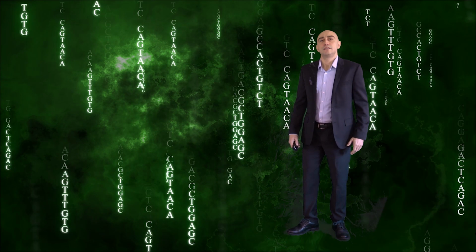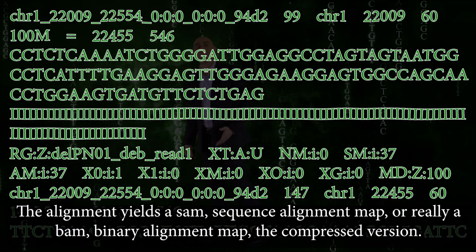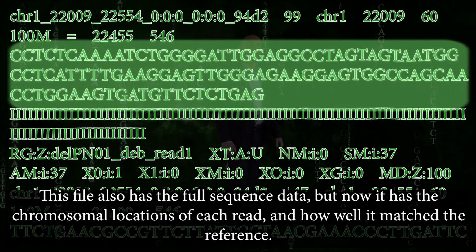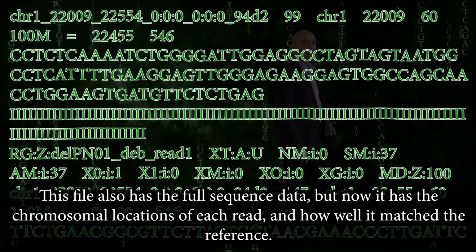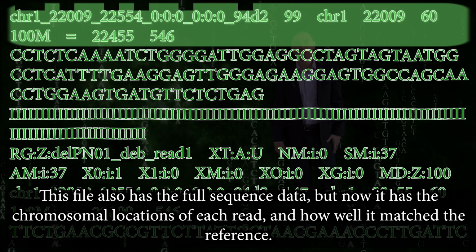The alignment yields a SAM, sequence alignment map, or really a BAM, binary alignment map, compressed version. This file also has the full sequence data, but now it has the chromosomal locations of each read and how well it matched the reference.